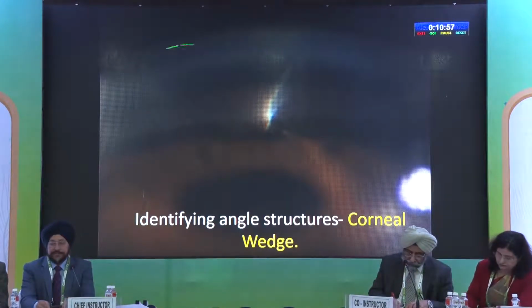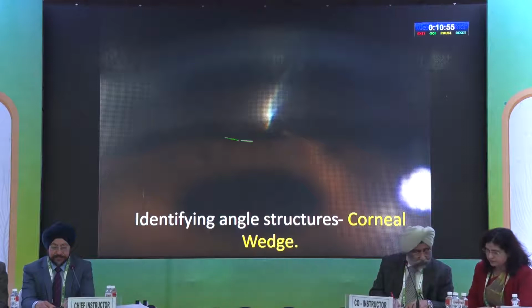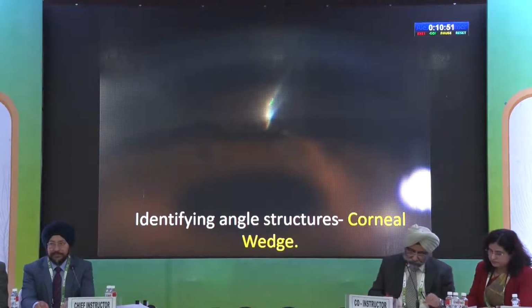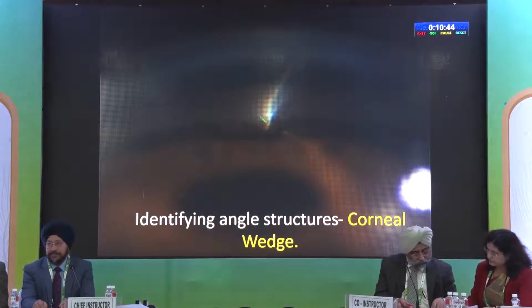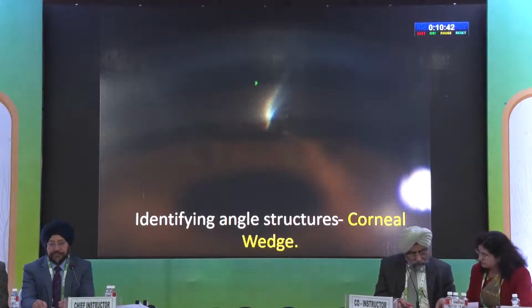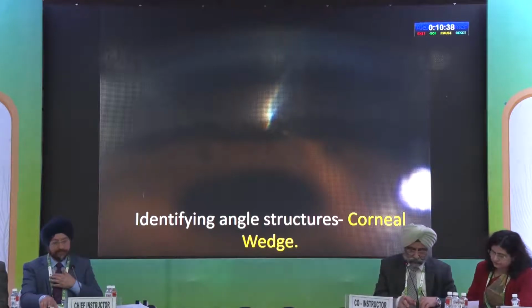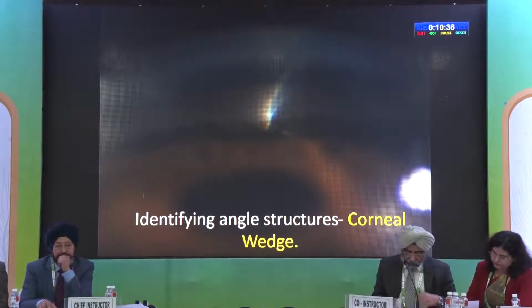Now here we can see when you make a very thin slit and project it only in the angle, you will be able to see that there is a corneal wedge formation which forms when the clear cornea fits into the opaque sclera in a U-shaped manner, and this marks the origin of the Schwalbe's line. This is where your Schwalbe's line lies.